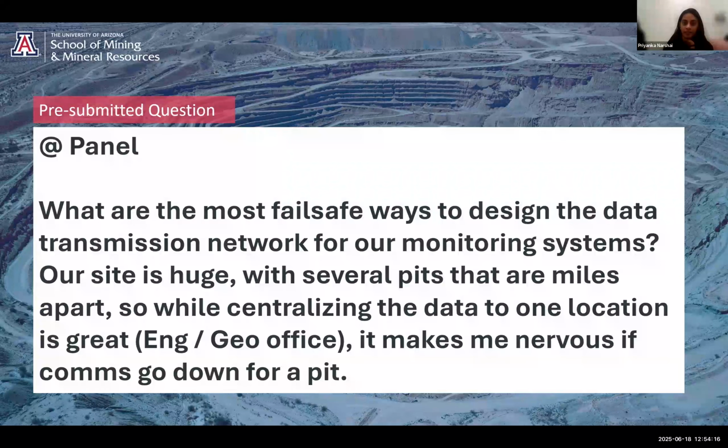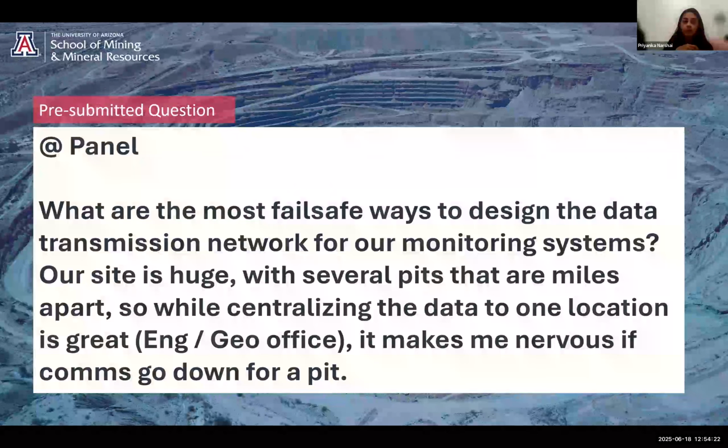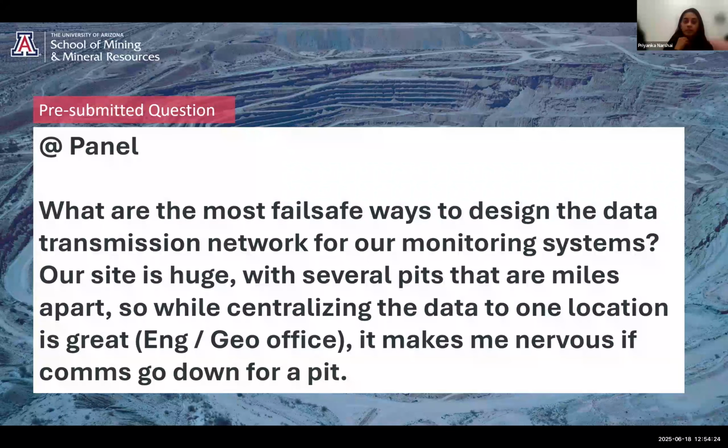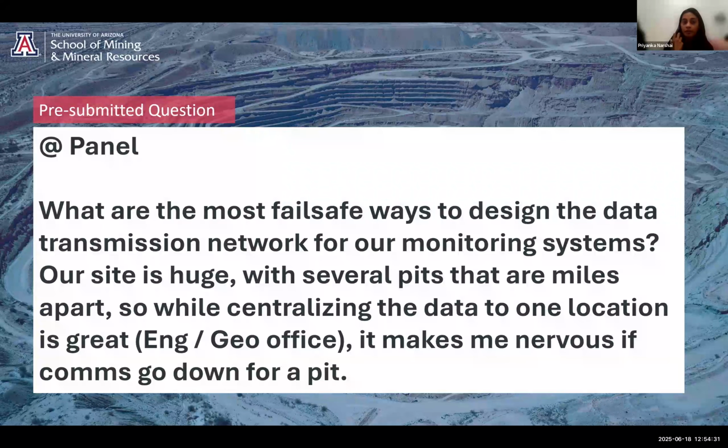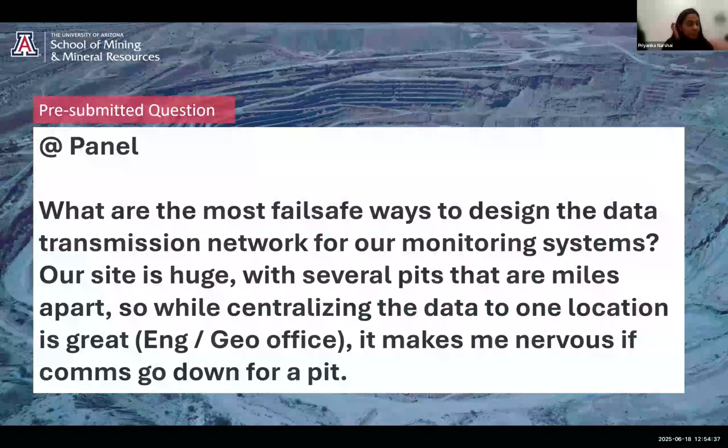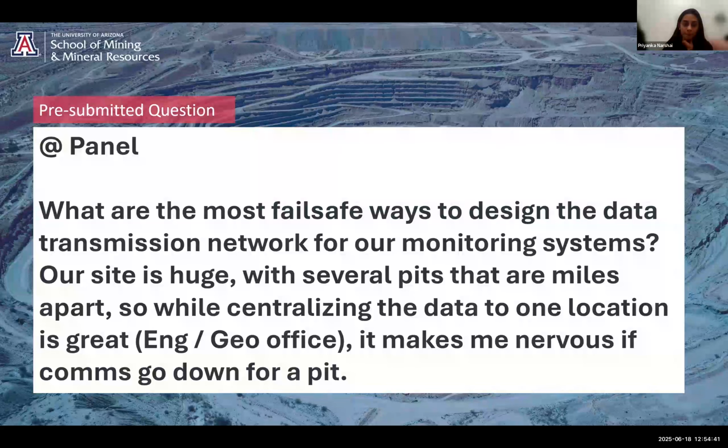I think this is a very site-specific question, actually. I think it depends on the infrastructure of your pit, what your IT's capability is, what your network looks like, do you have strong signal in the different pits, can you have individual stations set up for the different pits? I think it's very site-specific. I don't know what the rest of the panel thinks.